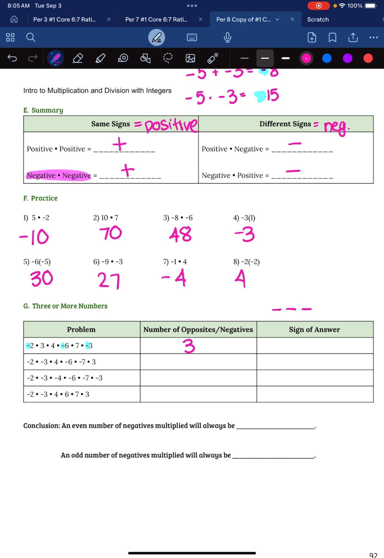We already learned this the day that we learned about opposites. We learned that 2 of those negatives will pair up and become a positive, but because there's an odd number, there's 1 left over, the final answer will be negative.